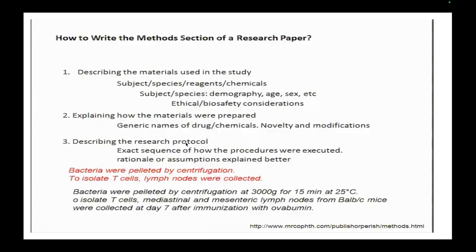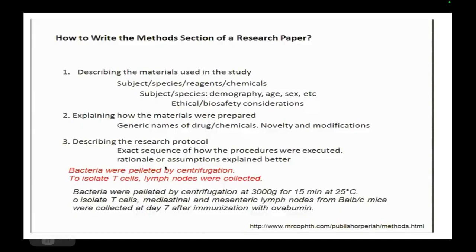Describing the research protocol. After that, you will describe the research protocol, how you have done your experiments: the exact sequence in which the procedures were executed and the different parameters. Parameters may be temperature, time, shaking, whatever you are using, and you have to mention them exactly. For example, one example is: bacteria were pelleted by centrifugation; to isolate T cells, lymphocytes, lymph nodes were collected.